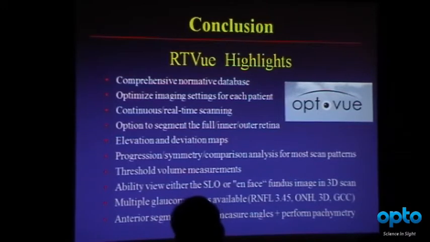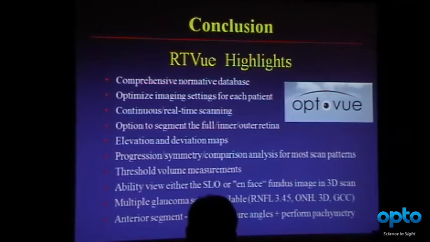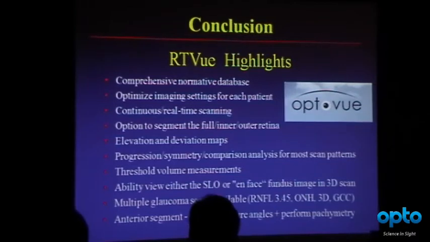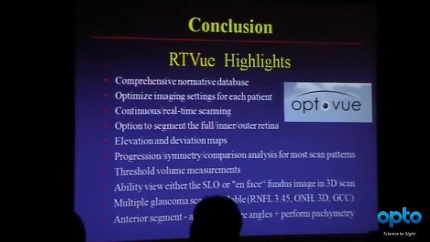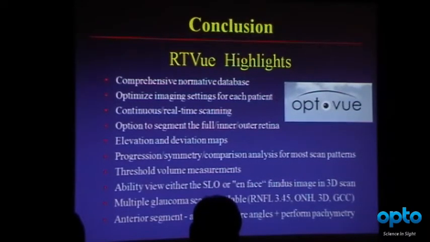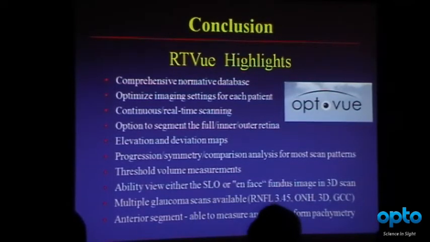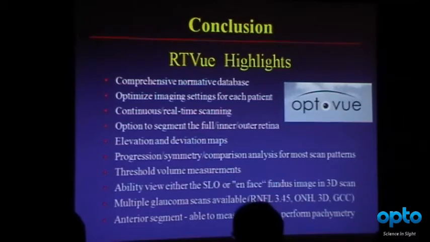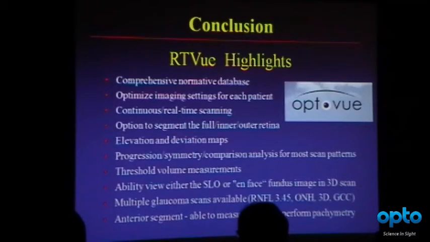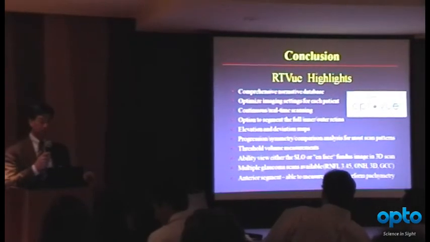The advantages of the Optovue system: the normative database, best normative database of any of the machines. Individual patients, you can optimize the setting to get quick, optimal quality scans for each patient. The real-time scanning is very useful for your operator, your imager, because they'll know if the patient isn't fixating or is blinking a lot. You can segment various parts of the retina if you're interested, including the pigment epithelial detachment.